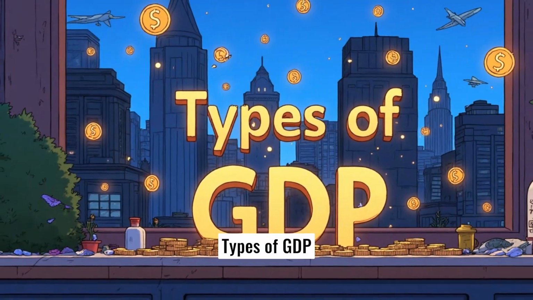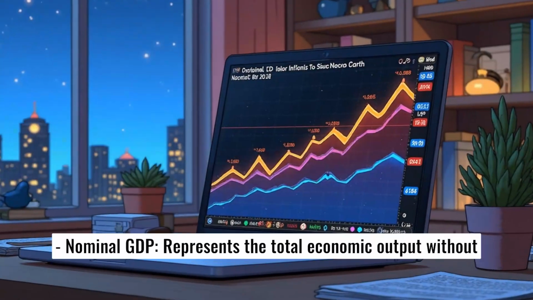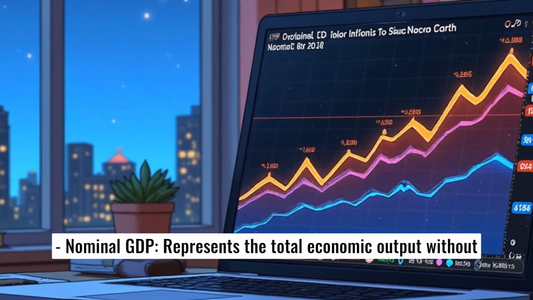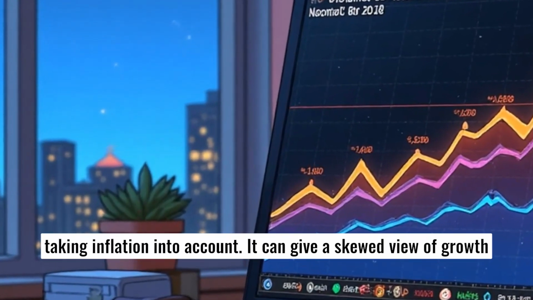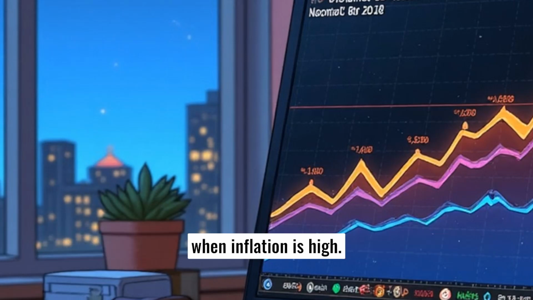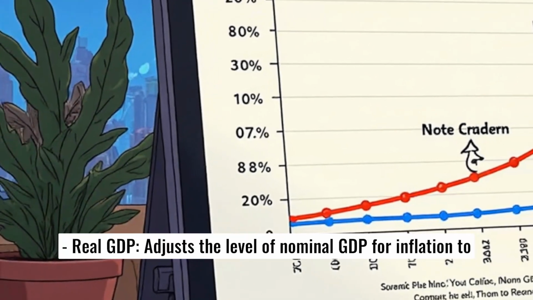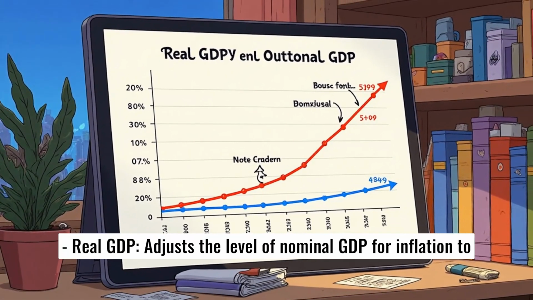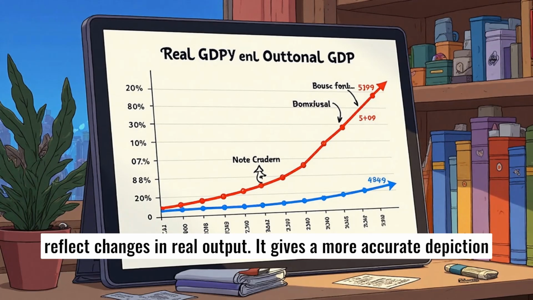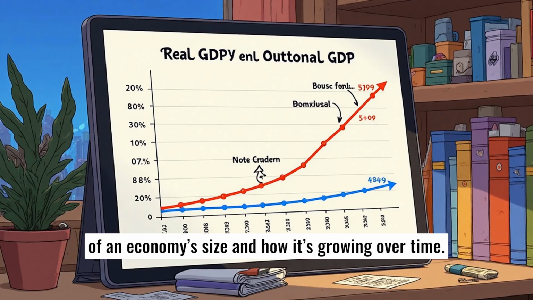Types of GDP. Nominal GDP represents the total economic output without taking inflation into account. It can give a skewed view of growth when inflation is high. Real GDP adjusts the level of nominal GDP for inflation to reflect changes in real output. It gives a more accurate depiction of an economy's size and how it's growing over time.